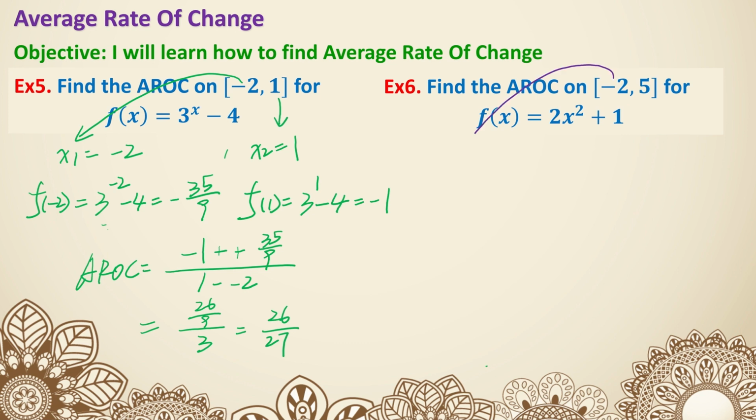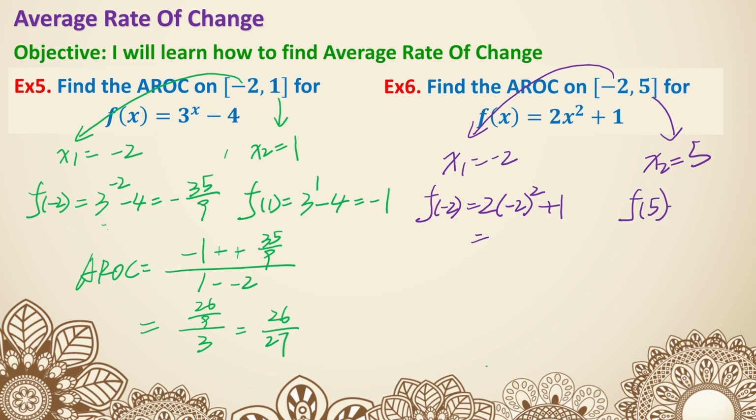Let's plug numbers in. But first, x1 is negative 2, and x2 is 5. Now you're just calculating f of negative 2. So it's 2 times negative 2 squared plus 1. And the next one is f of 5, which is 2 times 5 squared plus 1. Some of you would make the mistake here that you multiply the 2 and the negative 2 together and then square. However, you need to square first, because even though PEMDAS says parentheses first, there's no calculation inside this parentheses, just a number negative 2.